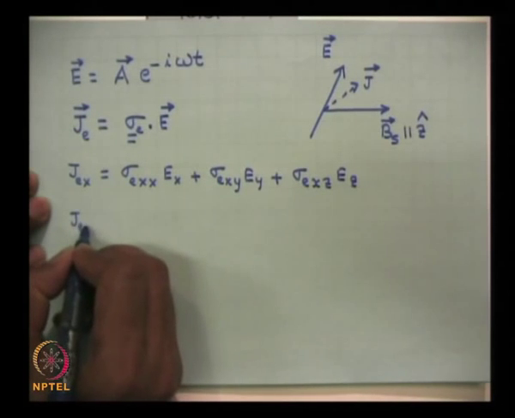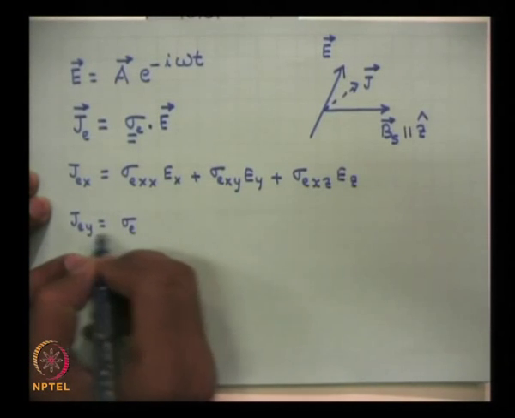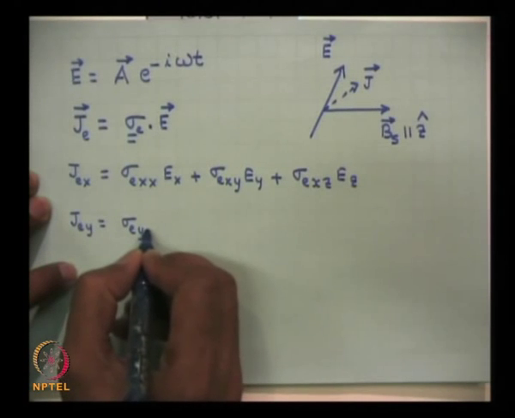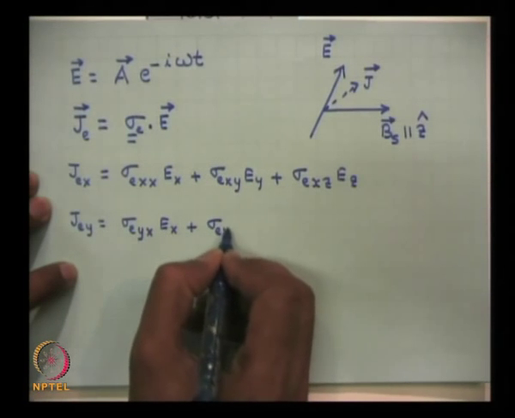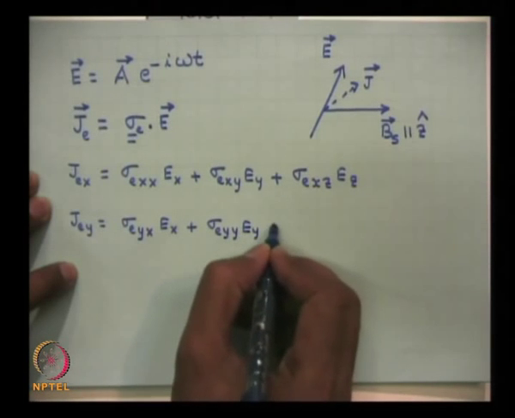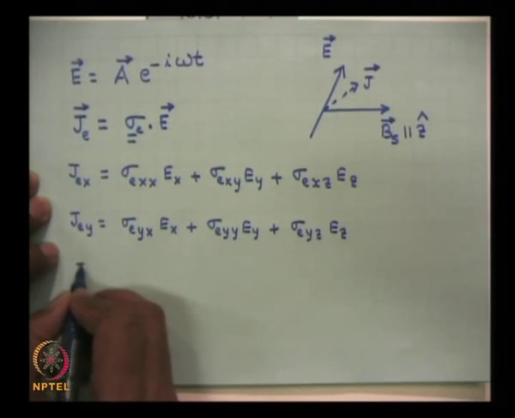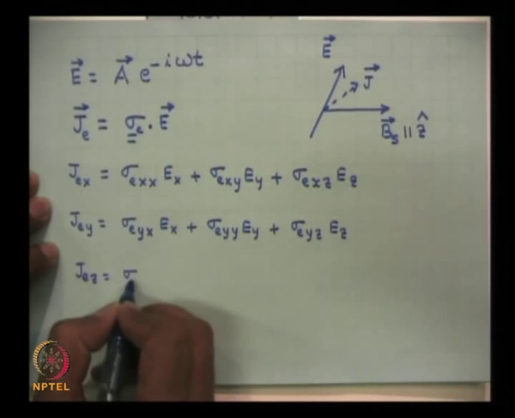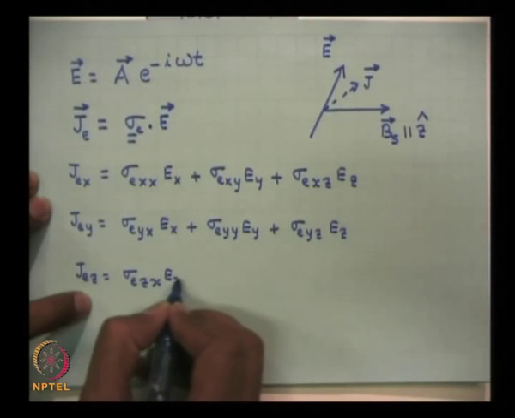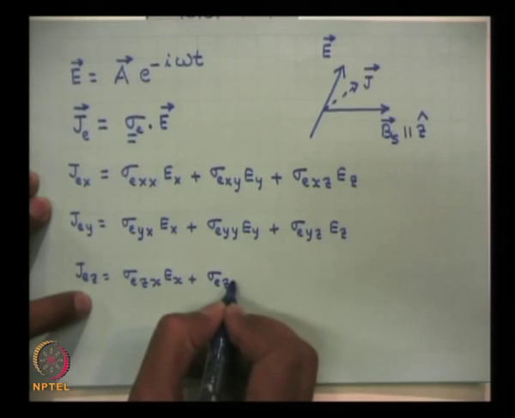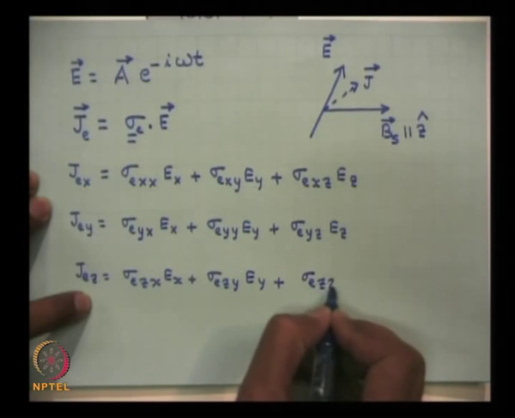Similarly, I could write J_ey, which is equal to sigma_e with the first index y, the same as the current density, and the other one running. So it would be sigma_eyx E_x plus sigma_eyy E_y plus sigma_eyz E_z. And J_ez I can write starting with sigma_e with first index z: sigma_ezx E_x plus sigma_ezy E_y plus sigma_ezz E_z.